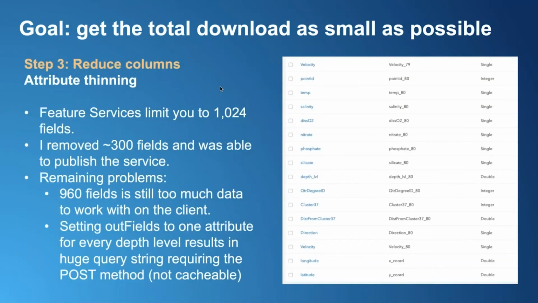And then the next goal was to reduce the number of columns. So I removed 300 fields right away just because I wanted to get this thing published. So we got it down to 960 fields. But that was still a whole lot to deal with.